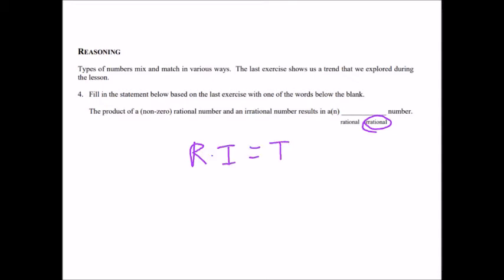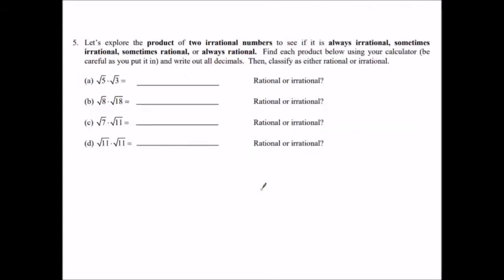Okay, so if you multiply rational times irrational, you get an irrational. But now we're going to explore, what if we have 2 irrationals? So irrational times irrational, what do we get? Is it always irrational, sometimes rational, or always rational? So that's what we're looking to do. So square root of 5 times the square root of 3.